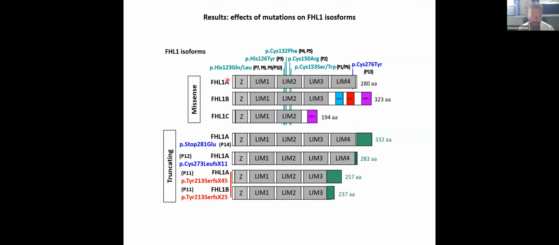Here you have a representation of the effect. You can see here that in the reducing body group we have the LIM2 domain that is affected in all the three isoforms, while for the Emery-Dreifuss or cardiomyopathy we have more distal variants that do not affect all the isoforms, while for example for hypertrophic cardiomyopathy we have only the A and B isoforms that are affected.